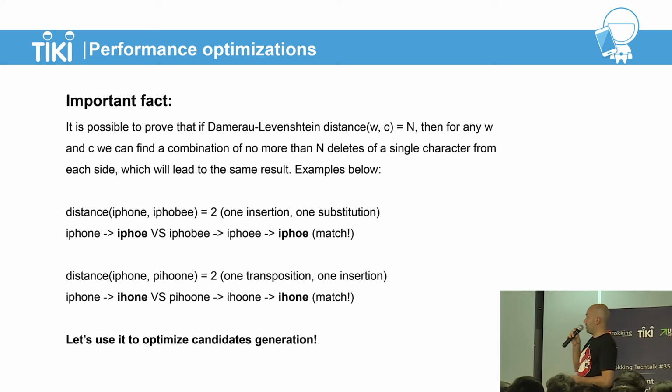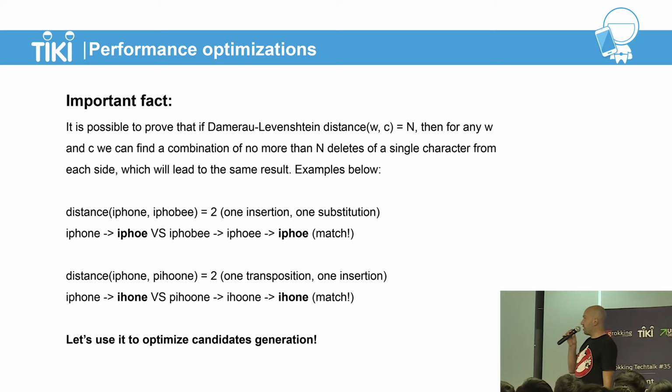Then the performance optimizations. The approach which we came up with worked well, but the problem was that it took a lot of CPU and a lot of memory. The CPU, because the way we pick the candidates is very straightforward, and obviously it has combinatorial algorithmic complexity.